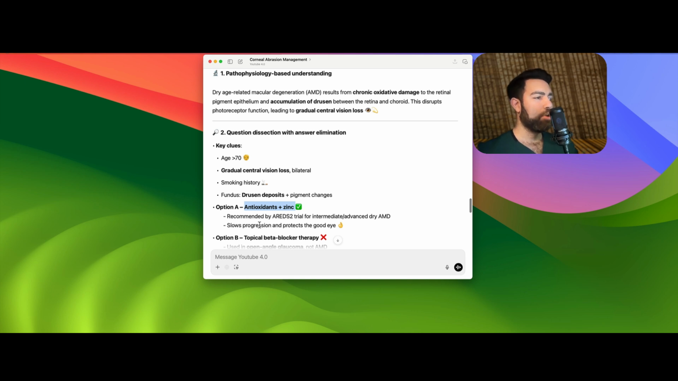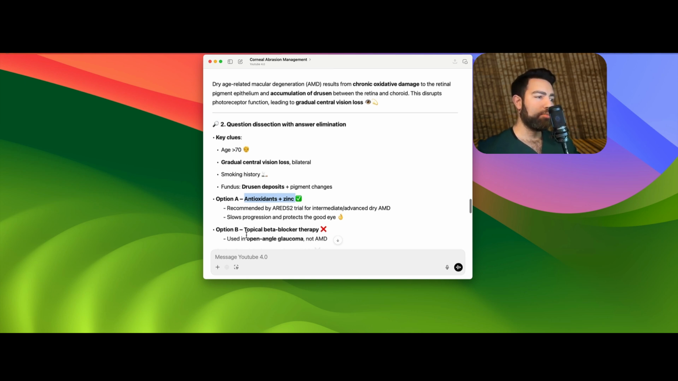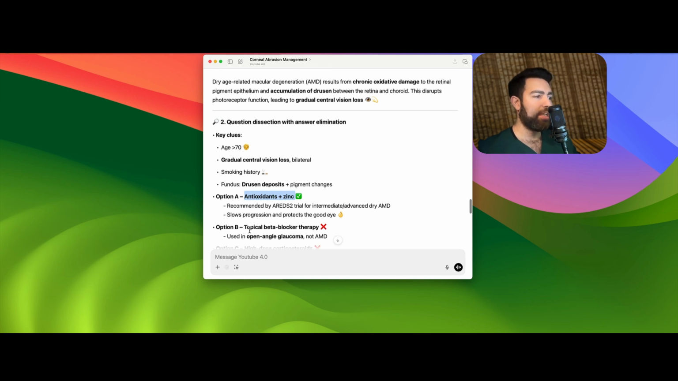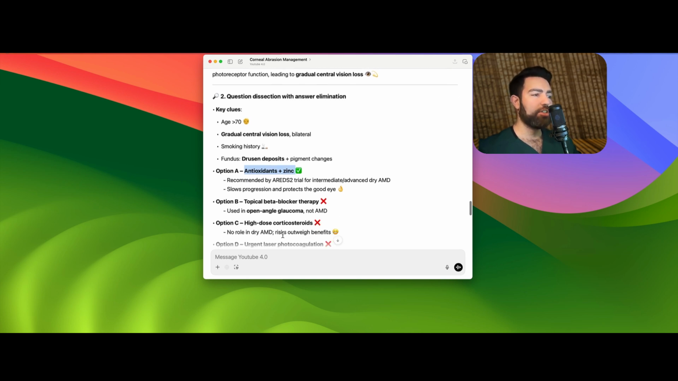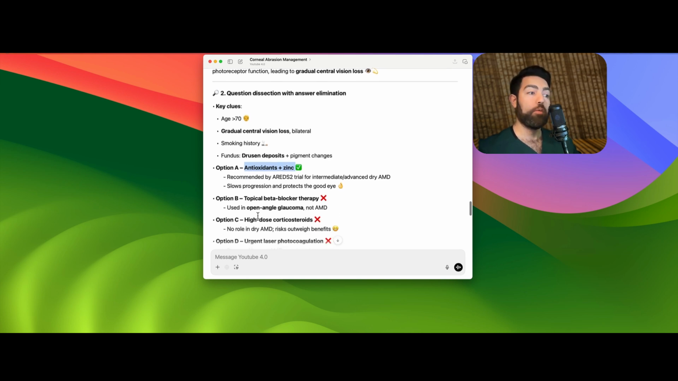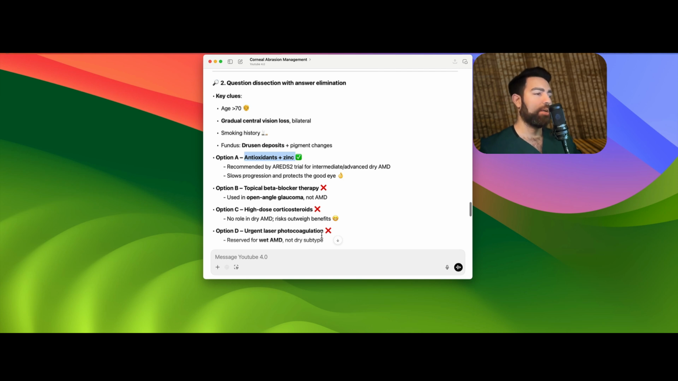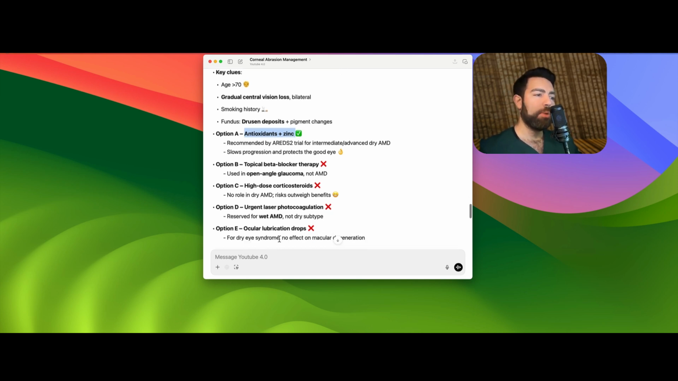Okay, so option B is topical beta blocker. This would be for open angle glaucoma, not AMD. High dose corticosteroids, again, no role in dry AMD. Risks outweigh the benefit. Option D, urgent laser photocoagulation, is reserved for wet AMD and not the dry subtype. Ocular lubrication drops are for dry eye syndrome and have no effect on macular degeneration.